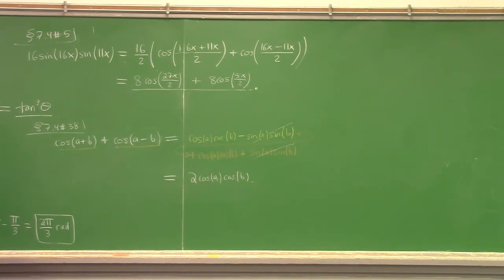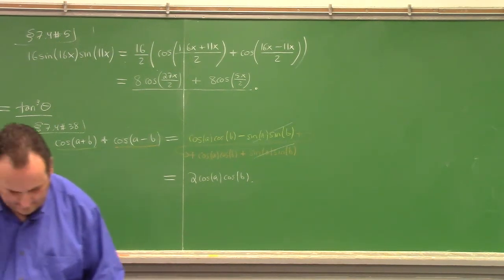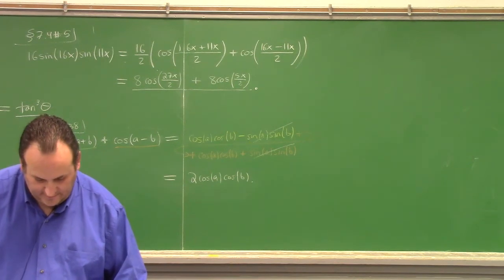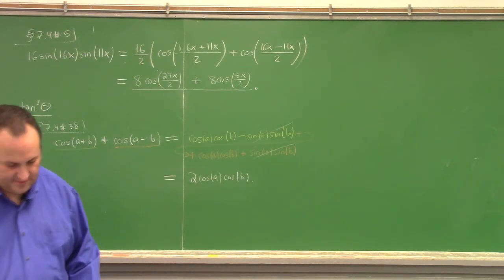There's a problem we haven't worked yet that I think might be instructive. Oh, do you have another one that you have in mind? I thought 53 was just funny. You want me to do 53? Sure. 7.4, number 53. So we've got sine x cosine 15x.